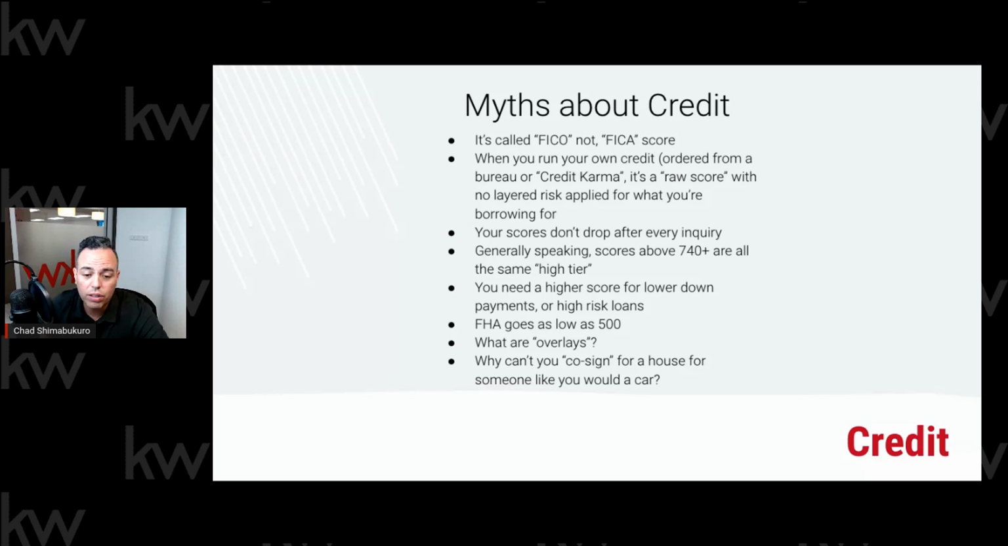You do need a higher credit score and lower risk for a lower down payment or high risk loan. So the conventional side, Fannie Mae, has a loan program that's like 3% down. That's so low. That's lower than FHA. FHA is 3.5% down. So you can get a loan as low as 3% down. But you cannot get a 3% down loan, nor should you, if your credit score is like 600. That's not a good enough credit score. That's high risk.